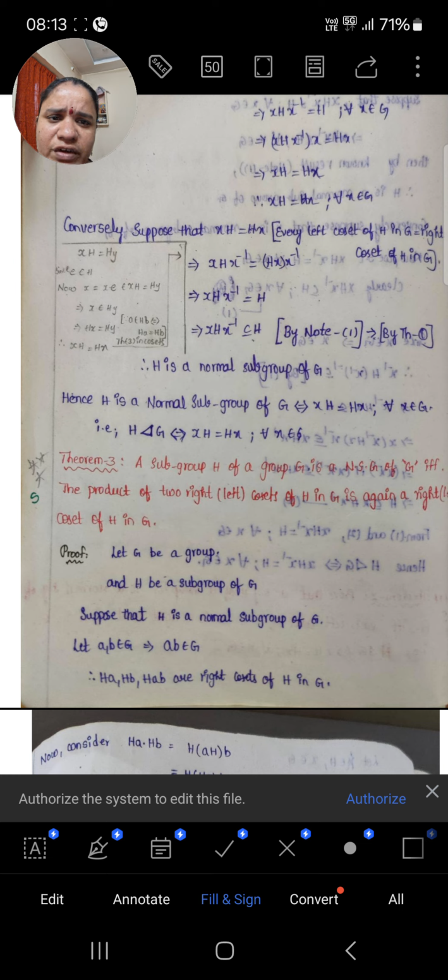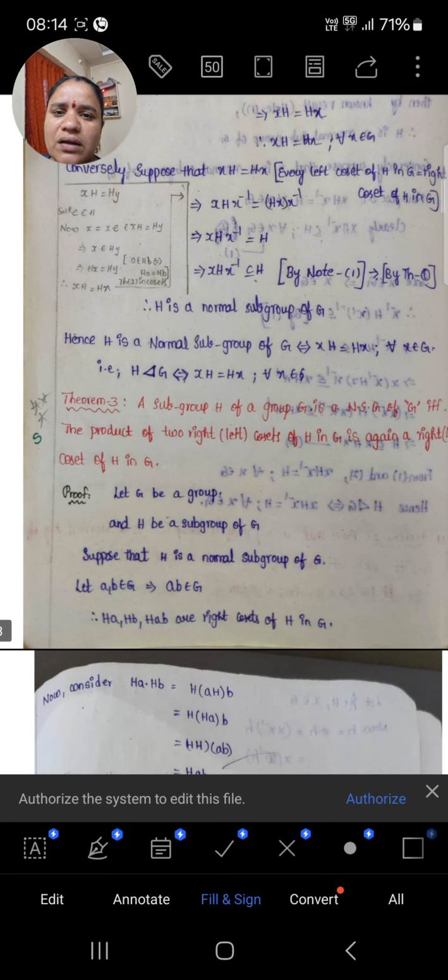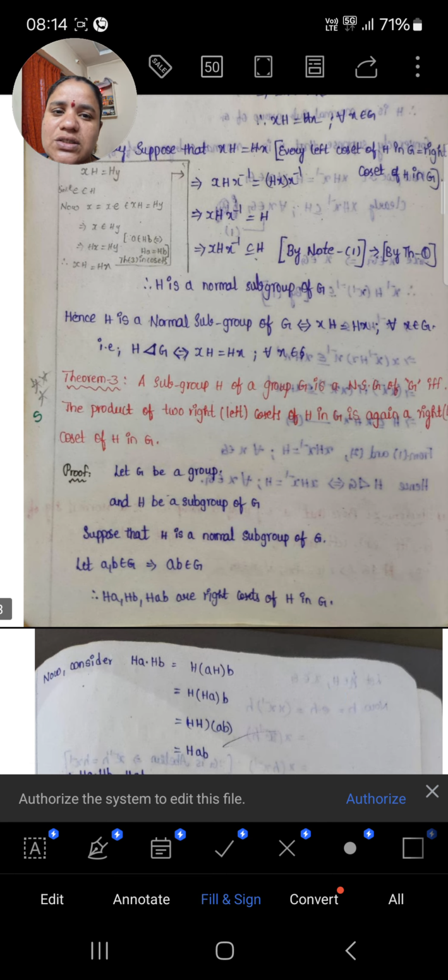So every element of the left coset of H in G is equal to the right coset of H in G. Every element has its own inverse, so we have to pre-multiply by x inverse on both sides. xh into x inverse is equal to hx into x inverse. So xhx inverse is equal to h into x inverse is equal to e, by the inverse law. So xhx inverse is equal to H, and automatically from note 1, xhx inverse is contained in H.